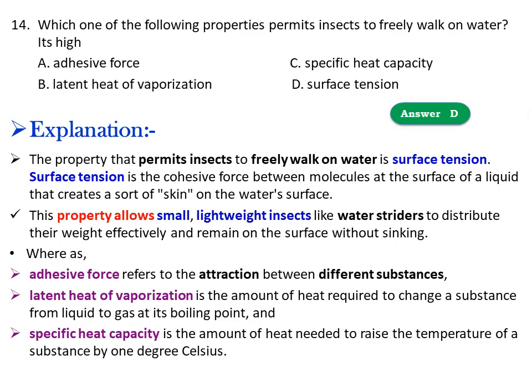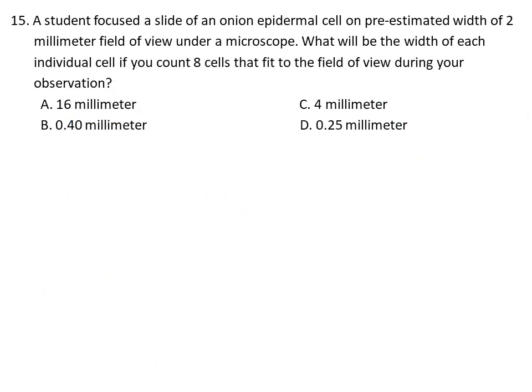Surface tension is the equilibrium between molecules at the surface of a liquid that creates a sort of skin on the water surface. This property allows small and lightweight insects like water striders to walk on the water without sinking. There are also other options, such as latent heat of evaporation and specific heat, which are not correct.